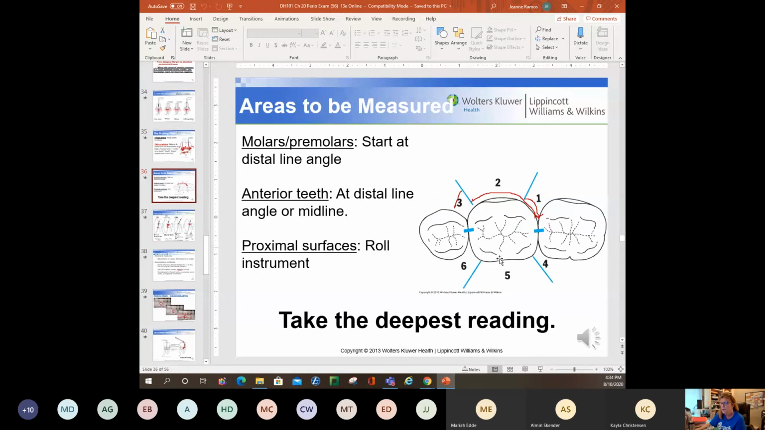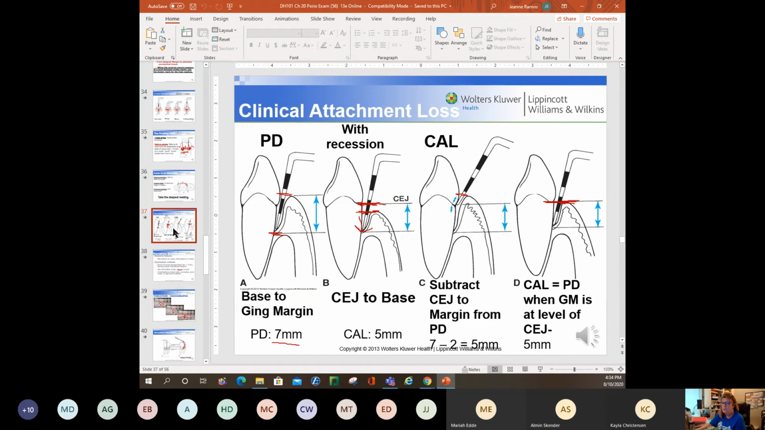So here's another example of the deepest of the line angles of a molar and really any tooth. It's right where it's kind of in the middle of the curve to the interproximal. At the anterior, you can do just a line angle or midline. And into the interproximals, you need to roll that instrument.